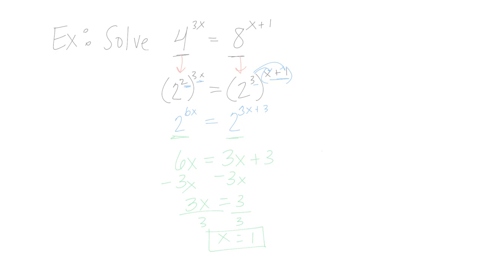And now I always check my answer, because when you're solving, you might as well, right? You know whether or not you got it right by substituting back into the original equation for x. So I'm going to have 4 to the 3 times 1 equals 8 to the 1 plus 1, right? So I replaced both x's with 1. So this side I have 4 to the third. This side I have 8 squared. 4 to the third, that's 4 times 4 times 4, which is 64. 8 squared is 64. 8 times 8, and that works. So x equals 1 is my solution.